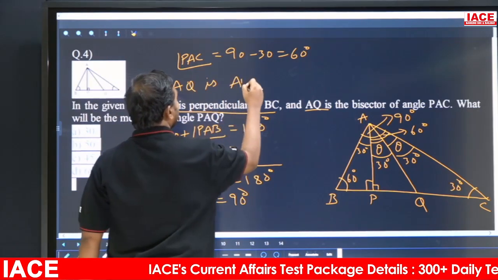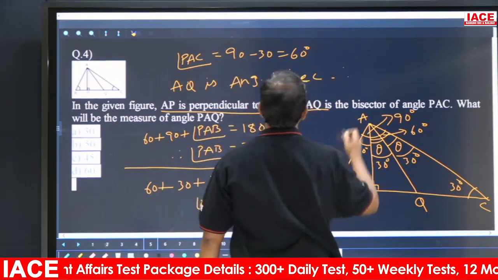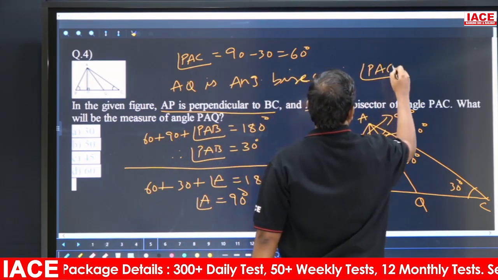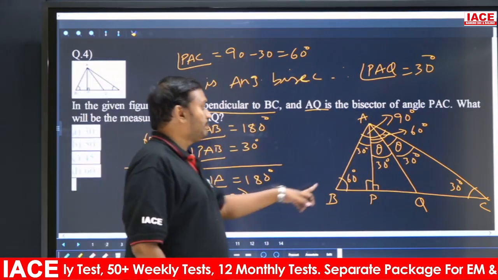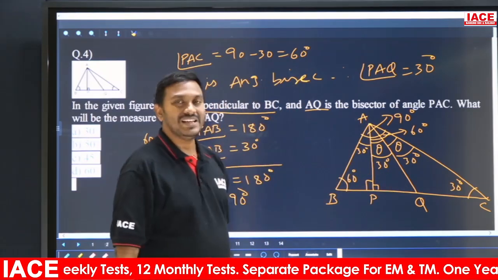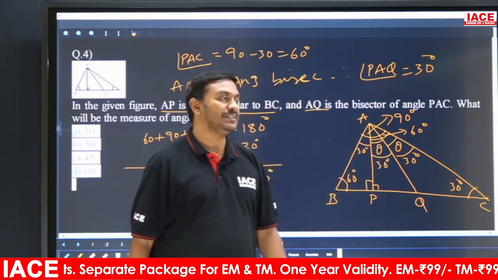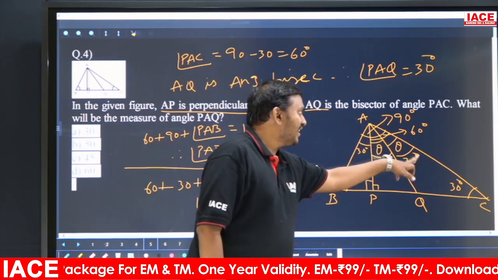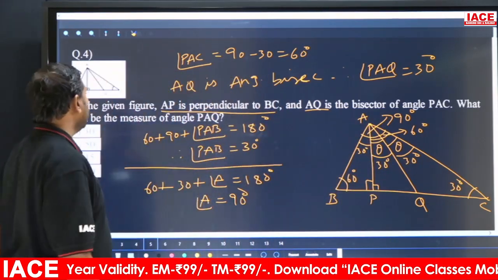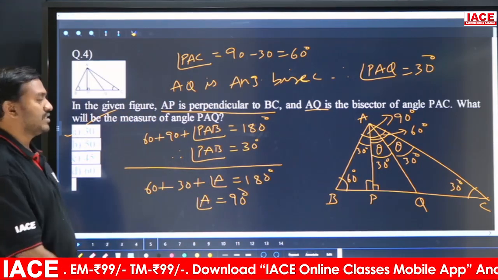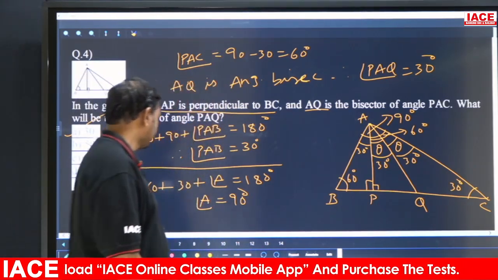AQ is the angular bisector. Therefore, angle PAQ equals how much? 30 degrees. PAQ is 30 degrees. That means the 90 degrees is divided into three equal parts. Just observe: 30, 30, 30. In this question, this is 30, this is 30, and this is also 30. The total 90 is divided into 3 equal parts, so each part is how much? 30 degrees. So option A is the right answer. Okay, right. Then next one.